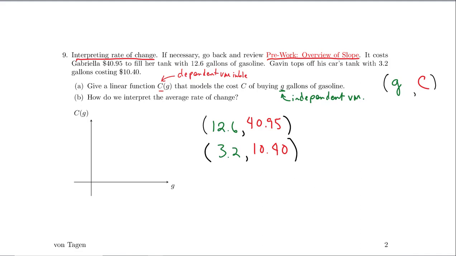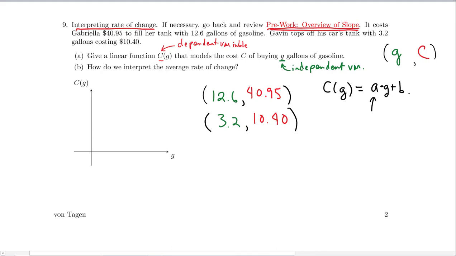So notice that we need to come up with a linear model. Well, our linear model is going to look like C of G is equal to AX plus B. And if that's not making sense, folks, that's again where I'm going to encourage you to go back to the pre-work to see that overview of slope where I introduced linear models. Oh, folks, I have a typo here. This would be C of G equals A times G plus B. This is the model that we want to build. But notice that this A here is the same as slope, or the average rate of change.